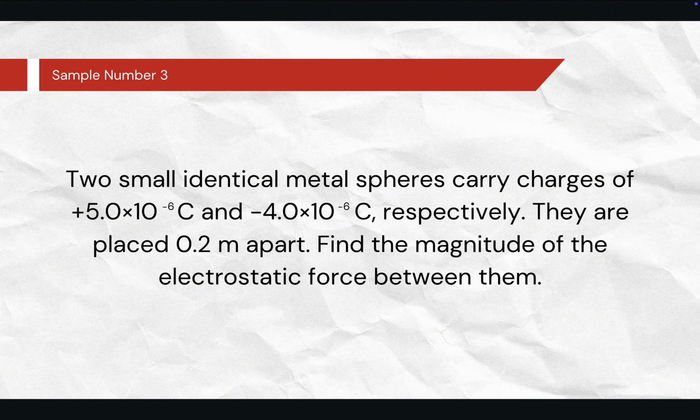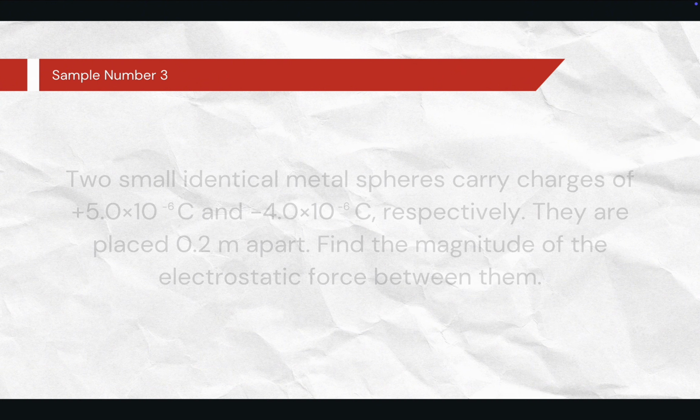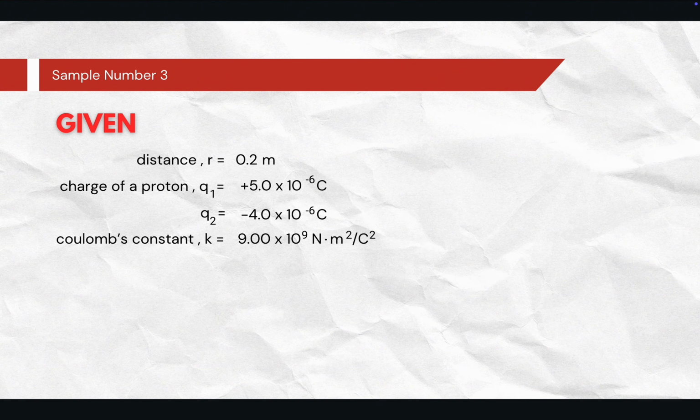The next, sample number 3. Two small identical metal spheres carry charges of positive 5.0 times 10 raised to negative 6 Coulomb and negative 4.0 times 10 raised to negative 6 Coulomb respectively. They are placed 0.2 meter apart. So, yan yung distance. Hinahanap natin yung magnitude of the electrostatic force between them. Yun lang din ang gagamitin natin na formula. So, ito ulit, given, para hindi tayo malito.